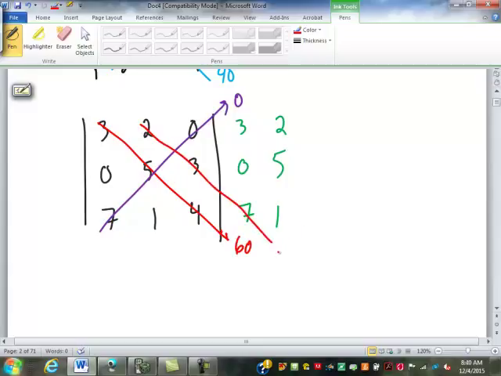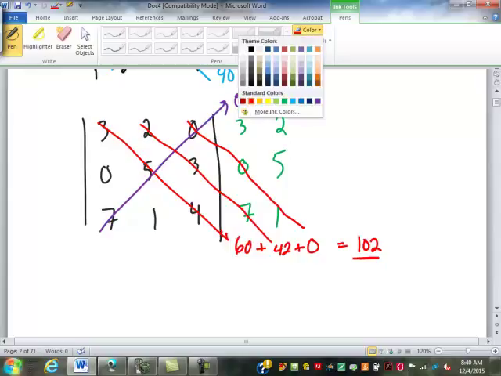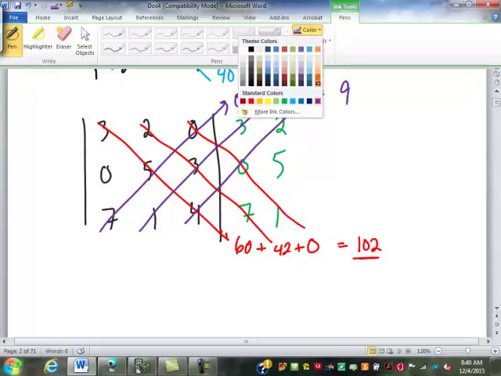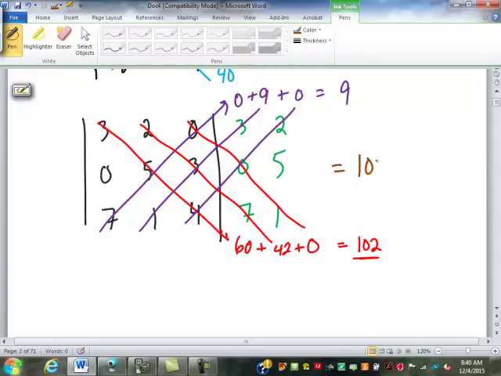2 times 3 times 7 is 42. 0 times 0 times 1 is 0. I add those all up. I have 102 as my down diagonal total. Now going up here, I had a 0. 1 times 3 times 3 is 9. 4 times 0 times 2 is 0. My up diagonal total is 9. So my determinant here is 102 minus 9, otherwise known as 93.